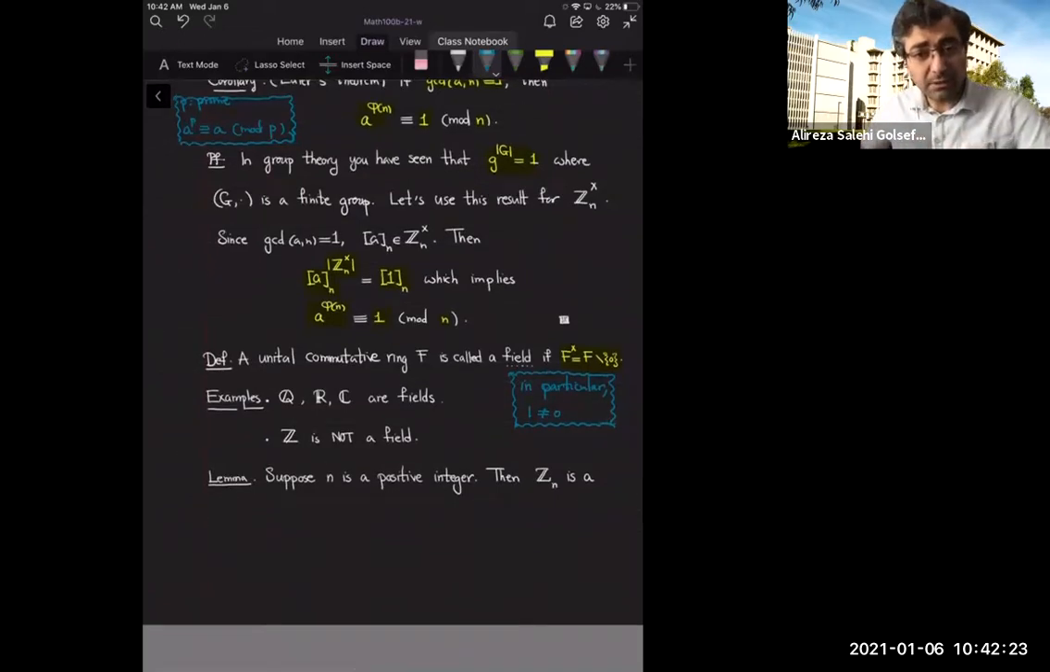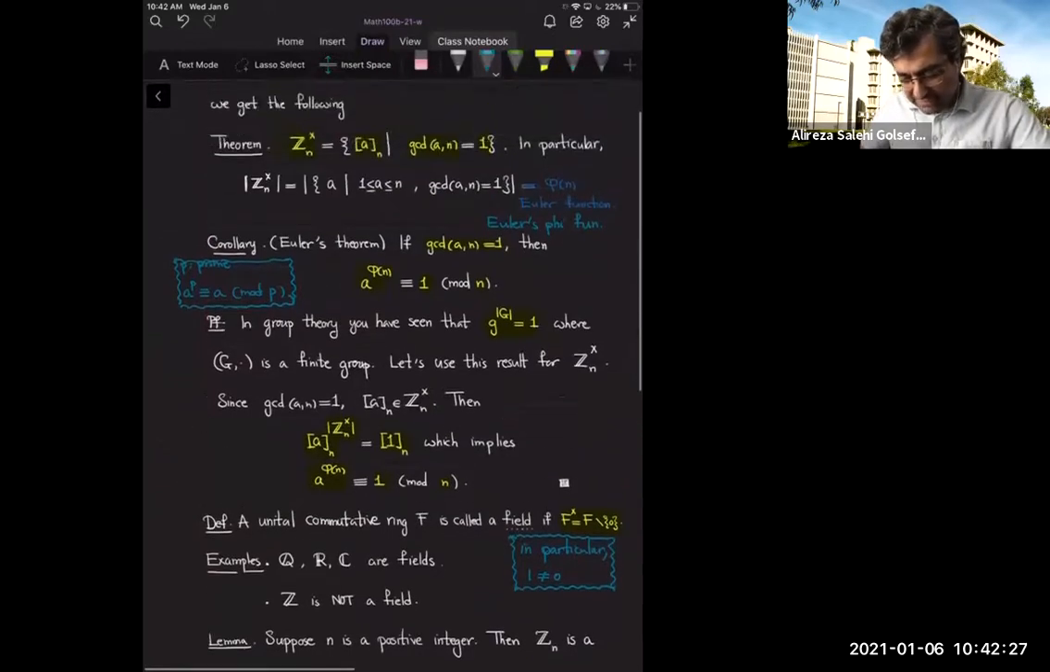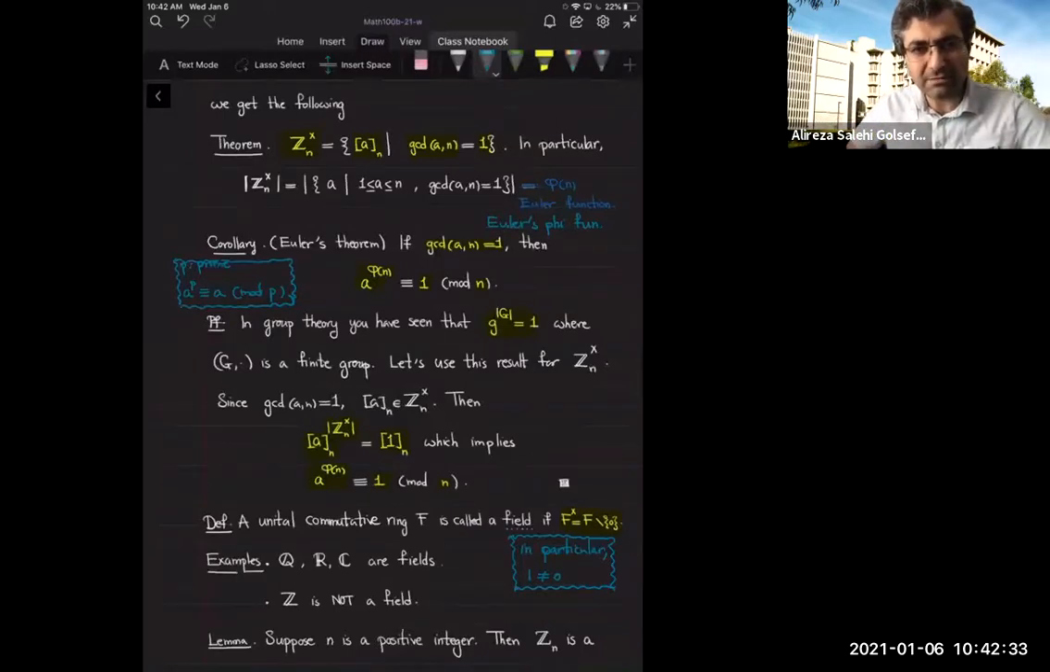Now, how about the ring of integers mod n? By this discussion, we understand the group of units. The group of units consists of those elements that are coprime to n. Now, if it's supposed to be a field, this means every non-zero element should be coprime. This means if I look at numbers from 1 to n, everything besides n should be coprime to n. That's exactly saying that n is a prime number.